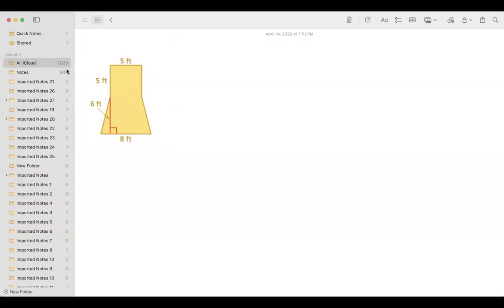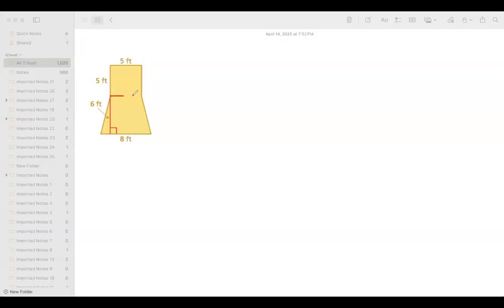So the composite area is equal to the square area plus the trapezoid area, right? Square area. What is the square? I'll put it in this color. Square area is 5 times 5 feet squared, which is 25 square feet, right? Square area, and then the trapezoid area.